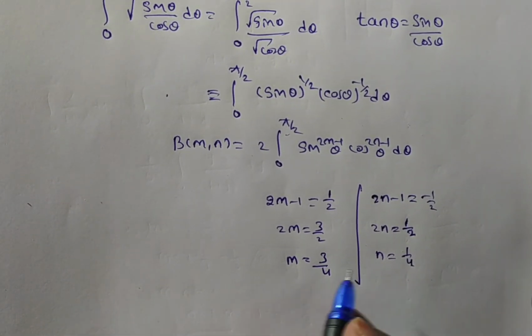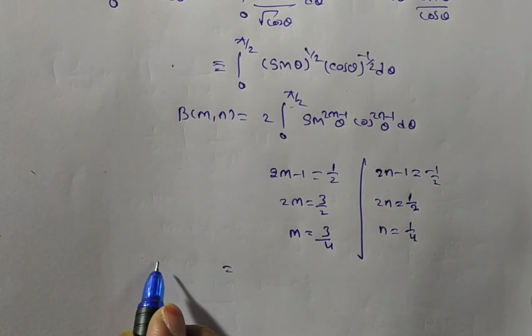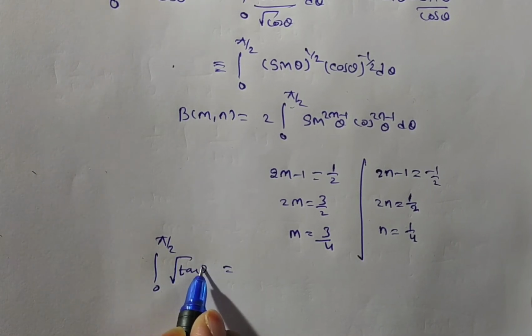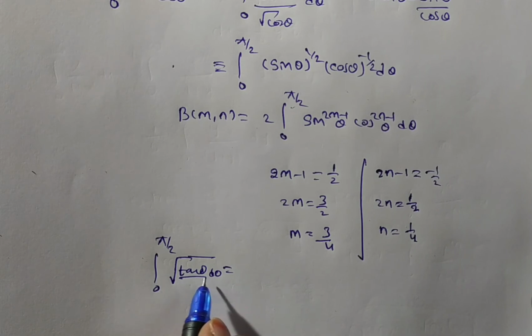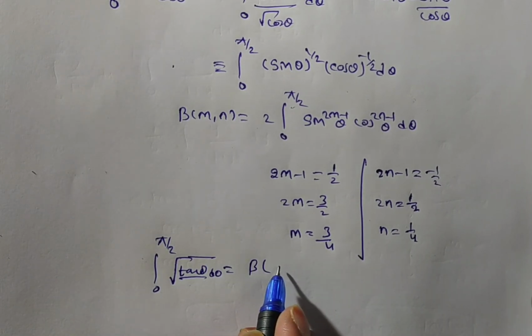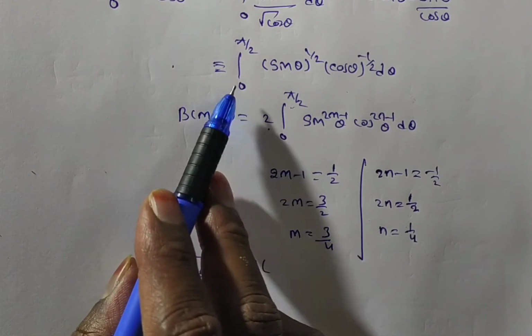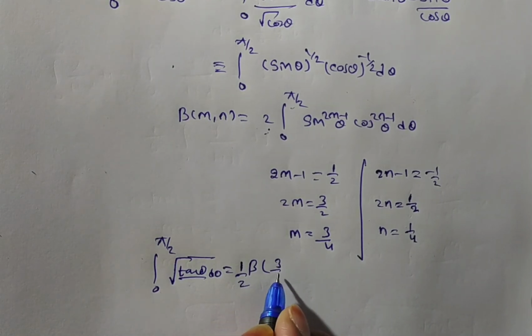Now m and n are found. So this is equal to what you can get. The given problem is, again I am writing, the integral from 0 to pi by 2 of square root of tan theta d theta, where tan theta is sin theta by cos theta. This is equal to beta of m comma n. What is the beta here? Actually you see friends, here you have 2, but is there a 2 here? No. So you get 1 by 2 times beta of m comma n. So 1 by 2 times beta, where m is 3 by 4 and n is 1 by 4. Clear?